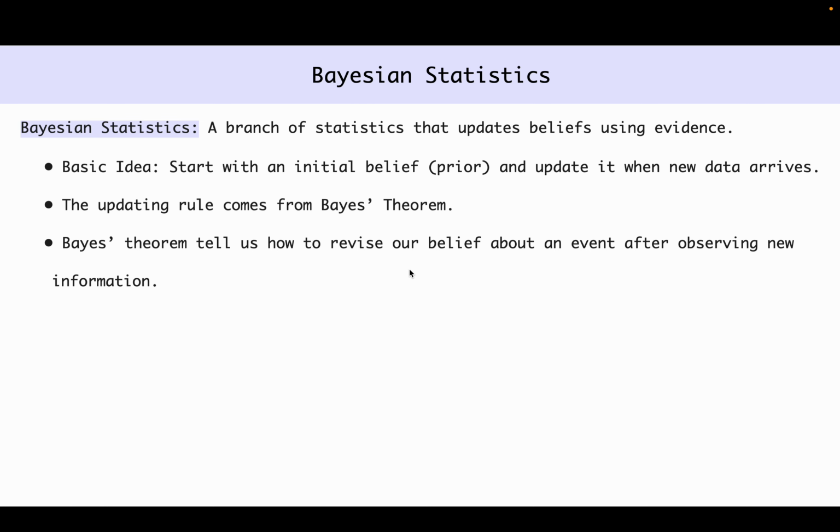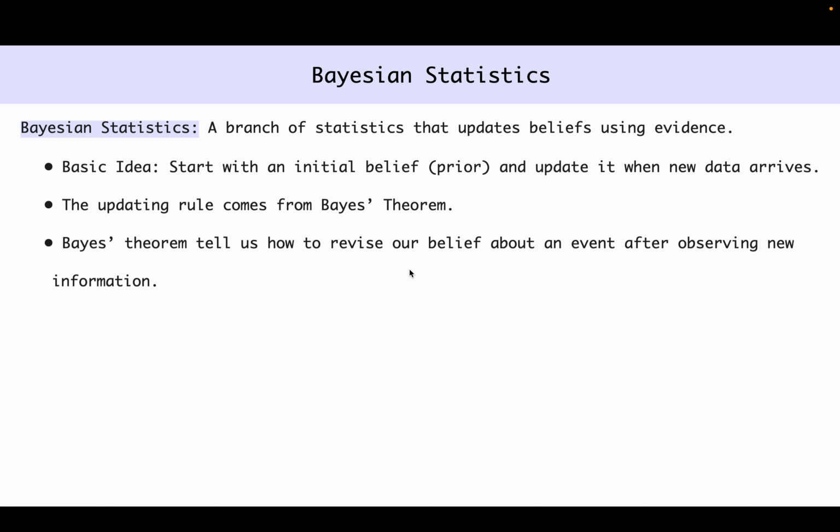Hello everyone. In this video we will discuss what is Bayesian statistics and also one of the machine learning algorithms called naive Bayes, which is used for classification. So Bayesian statistics is a branch of statistics that updates beliefs using evidence.